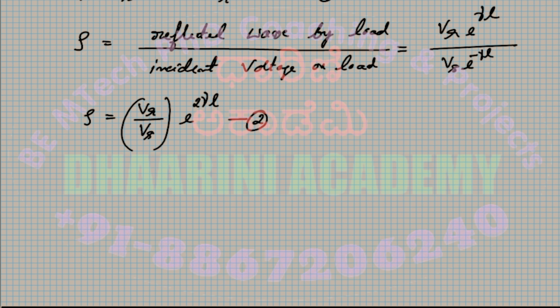Now we know that gamma is a complex number. So e to the power 2 gamma L in equation 2 is a complex number, which means rho becomes a complex number. Looking at the right hand side of equation 2, it is complex, and this means rho has to be complex.